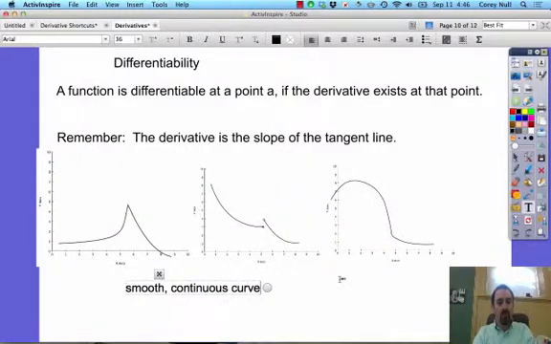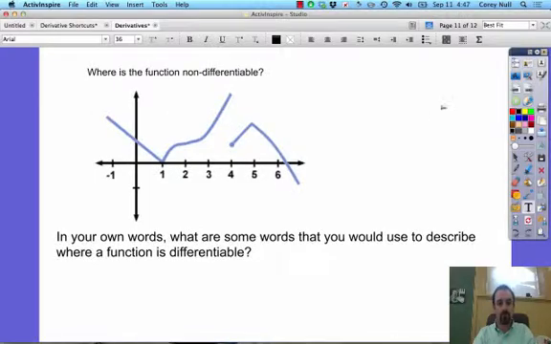None of these cusps, none of this business, right? Nice and smooth, right? So continuous functions can have jagged edges, but differentiable functions cannot have those jagged edges. It has to be smooth.